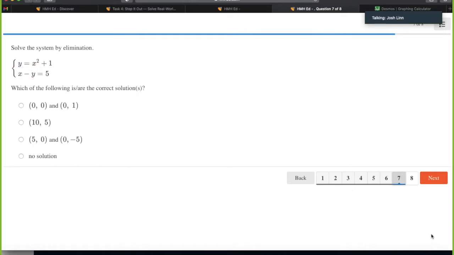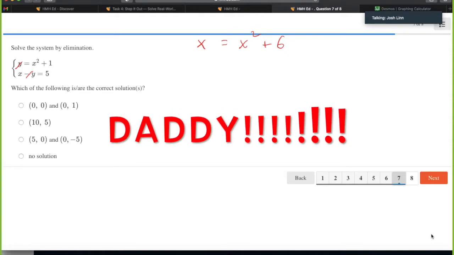So if we just add those together, the y's cancel out, and we have x equals x squared plus 6. Okay, so then we're going to move the x over. We've got 0 equals x squared.